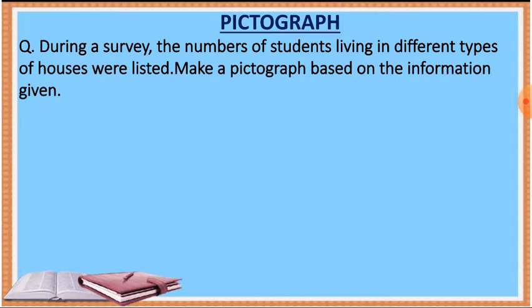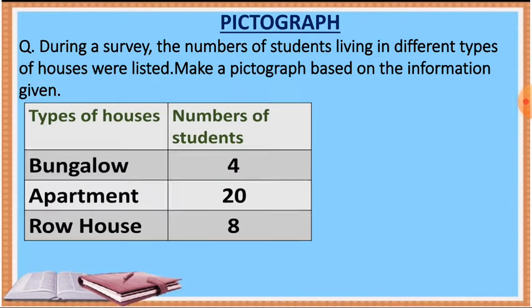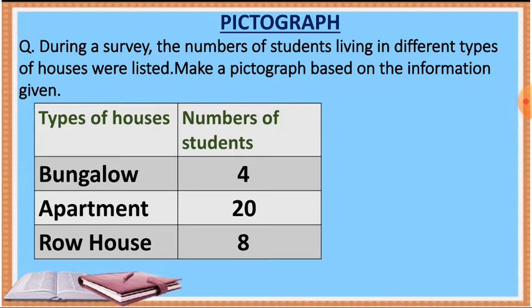So first, to make the pictograph, what we are supposed to do is, here we have to make a table of two columns. First, the types of houses. This is the information given to you. Types of houses and numbers of students. Now, types of houses are bungalow, apartment and row house. Now, in bungalow, 4 students were living. In apartment, 20 students, and in row house, 8 students were living.